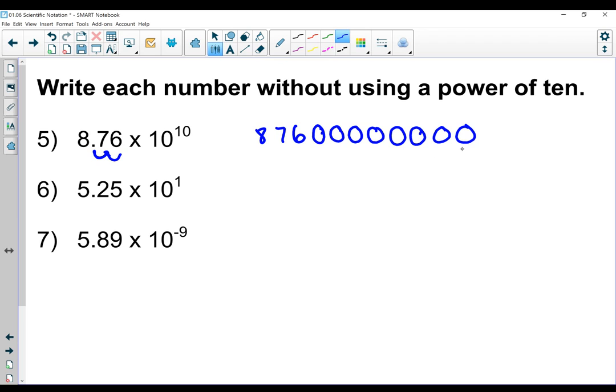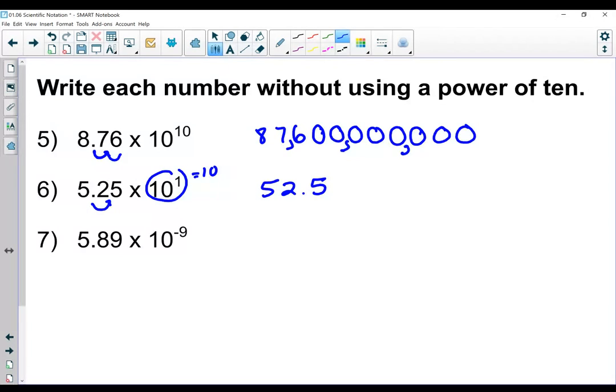So now I'll go back and add in some commas to make my number really clear. And we're done. For 6, it says 5.25 times 10 to the first. So we're making a bigger number again. We're moving just one place. 10 to the first is really just 10, isn't it? 10 to the first equals 10. So it's really just like multiplying by 10. So I will move the decimal one place, and I will have 52.5.